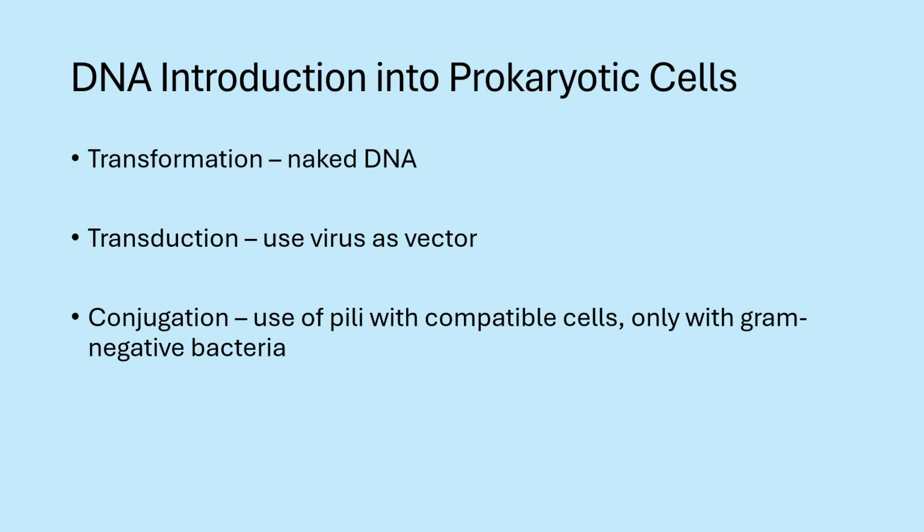Conjugation only occurs with gram-negative bacteria because it uses pili, and pili are only produced in gram-negatives. And the two cells have to be compatible. So you have to have a lot of factors in place in order for the conjugation to work. The pili will connect from one cell to the other. It's like a hollow tube, and the DNA will go from one cell to the other.